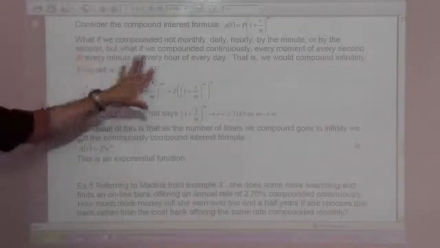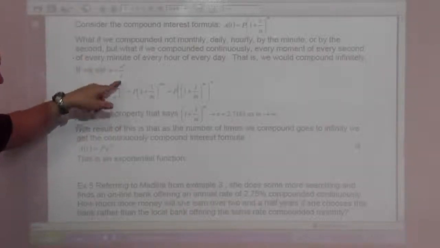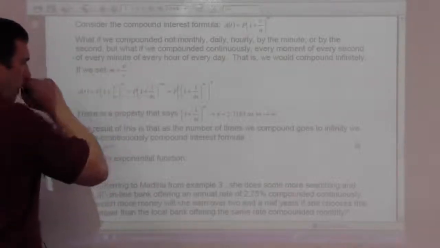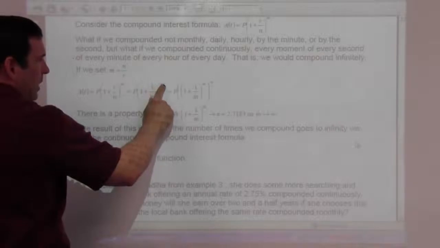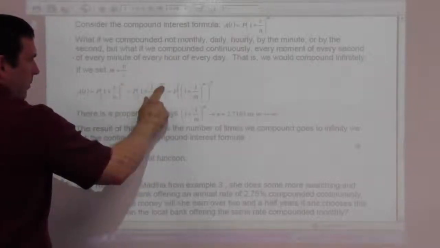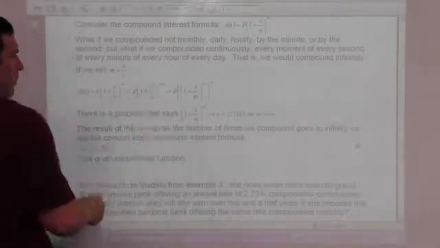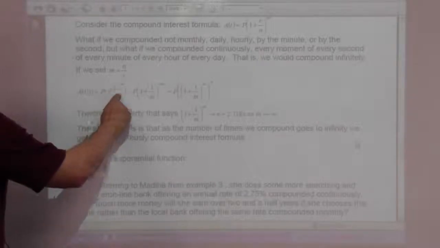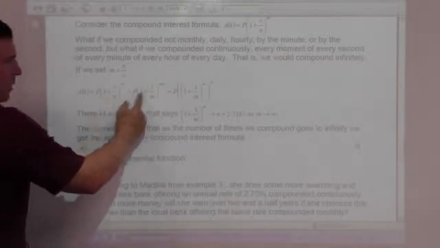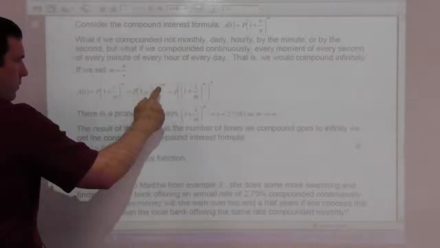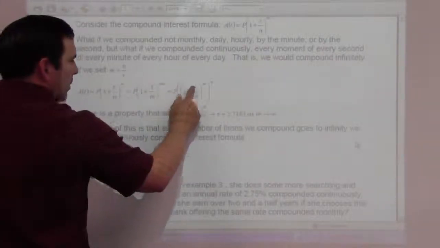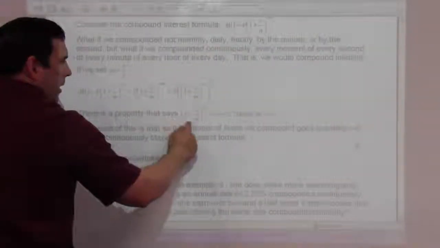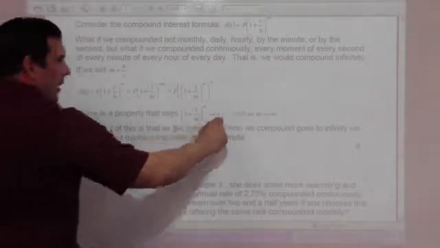Now this is the build-up to it. If we set M equals N over R, we have our general formula. M is N over R, so R times M times T gives you NT. And over here, since M is N over R, 1 over M gives me R over N. Making that substitution, we have P times (1 plus 1 over M) to the M, then to the RT. Now this (1 plus 1 over M) to the M, as M becomes infinity, becomes e.